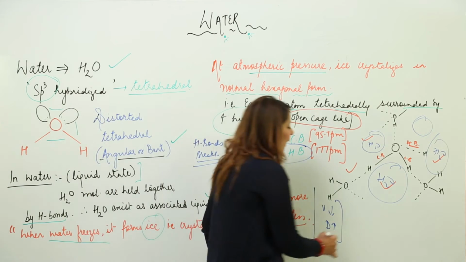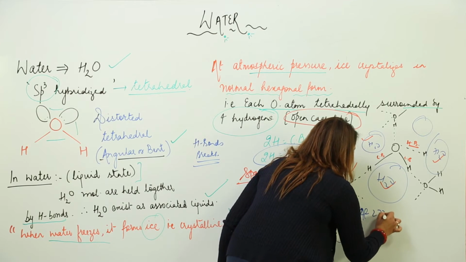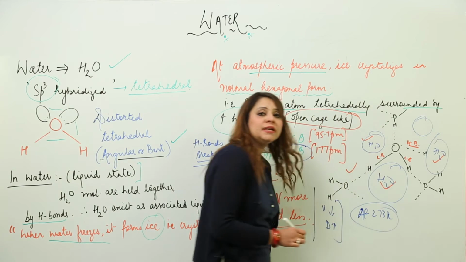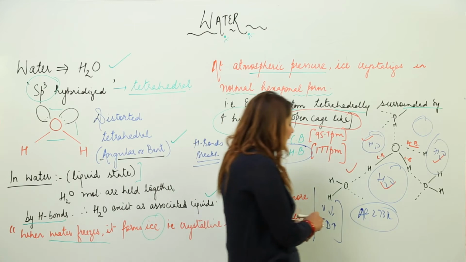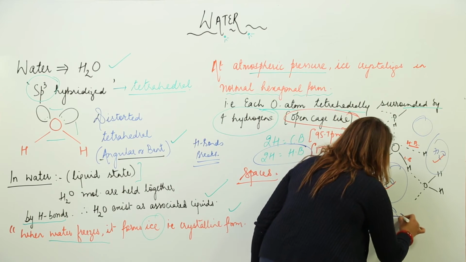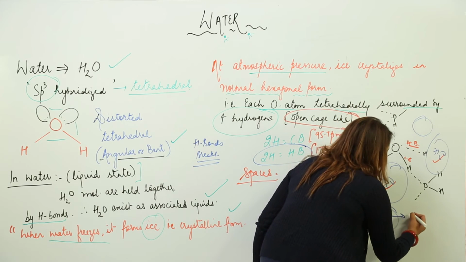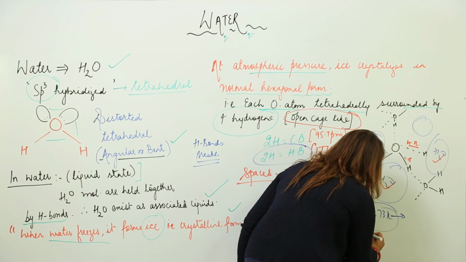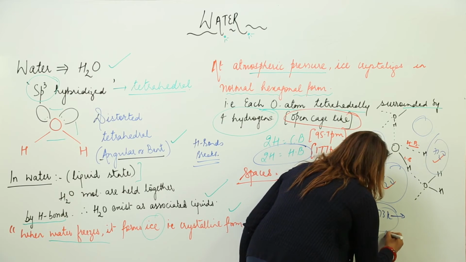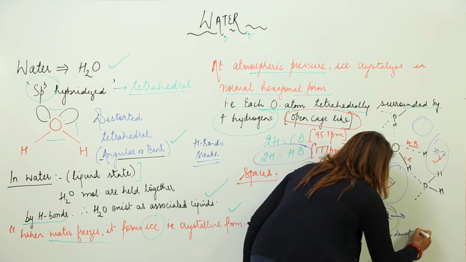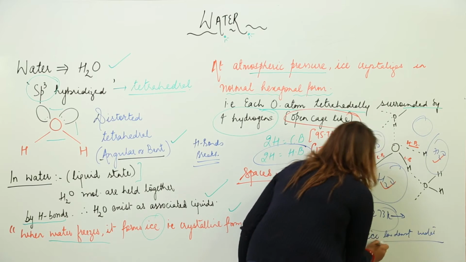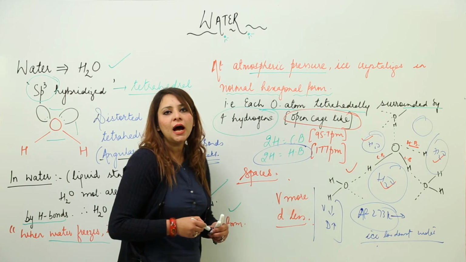And we have seen that at around 273 Kelvin, the spaces are so filled that we can conclude that ice has very low density as compared to water, or you can say water is more dense than ice.